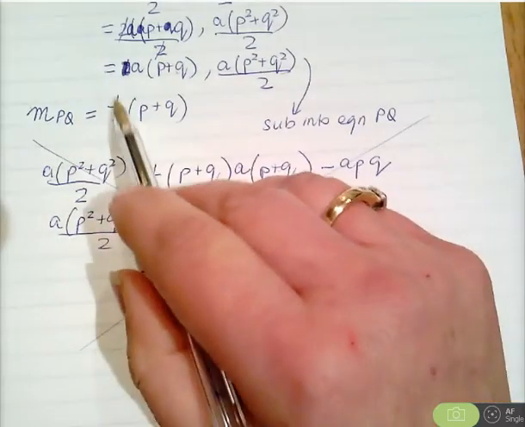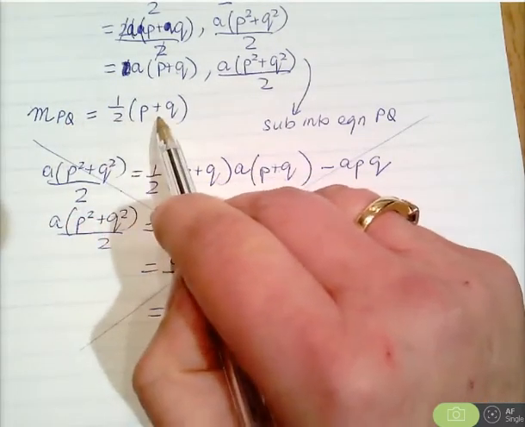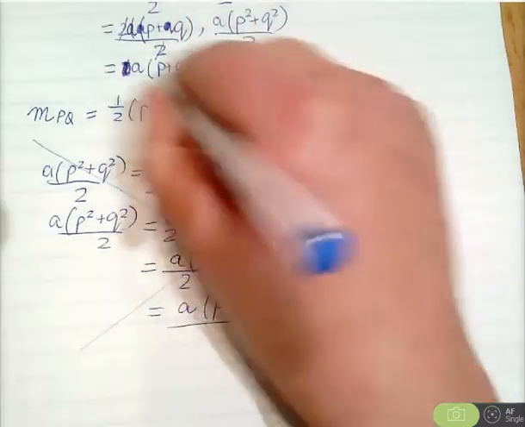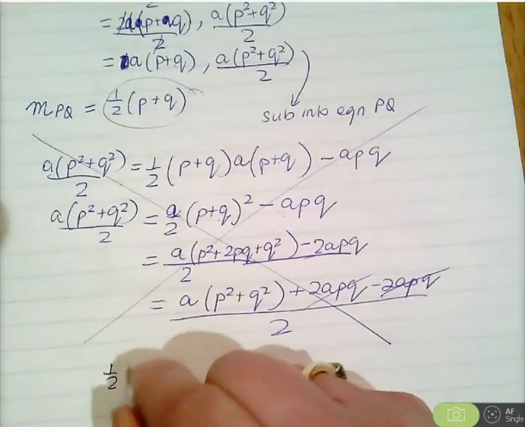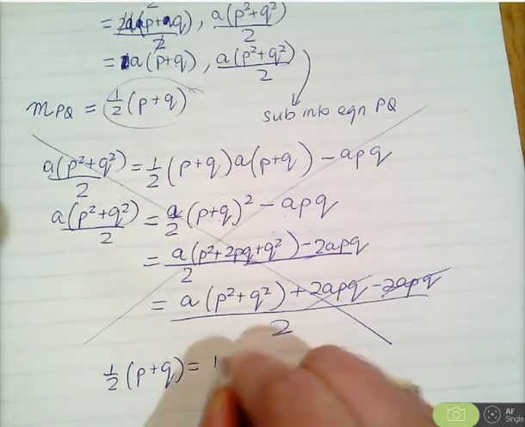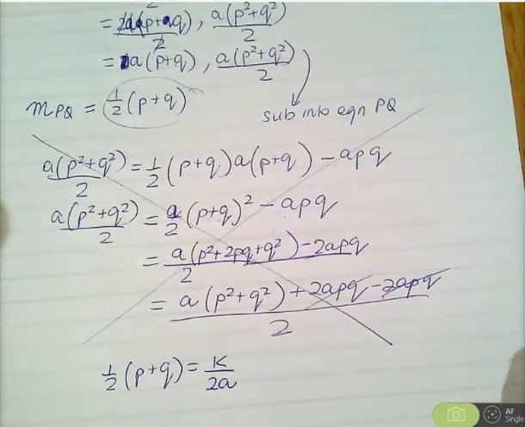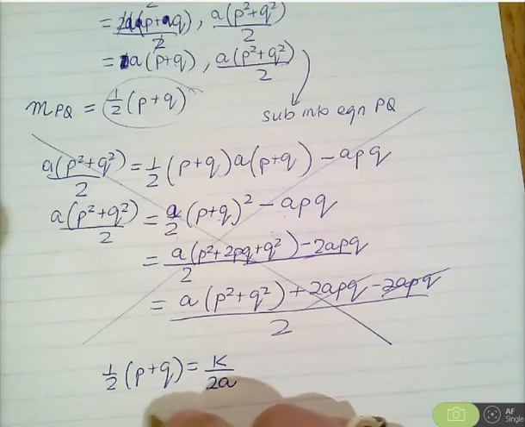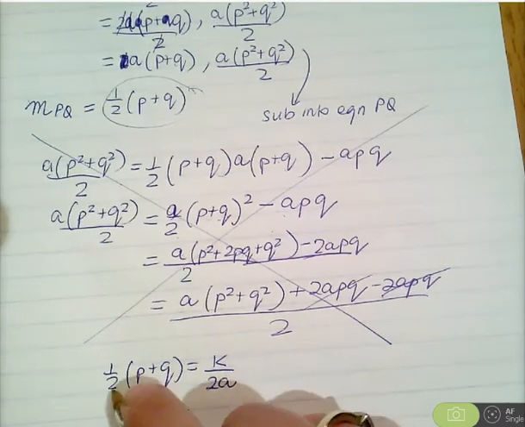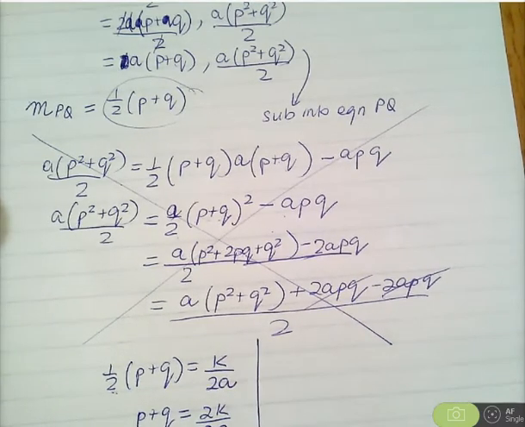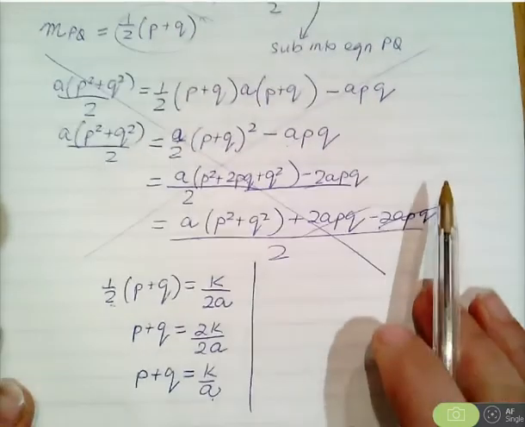We do know that the gradient of PQ is a half bracket P plus Q. So if it says if and only if the chord has gradient K over 2A, why don't we try and make this, and we'll say that the gradient of that is K over 2A. Let's just see what we can do there, okay? I suppose we can say that P plus Q, putting that 2 up there, is 2K over 2A. Okay, so P plus Q is K on A. Sorry, I've run out of space.